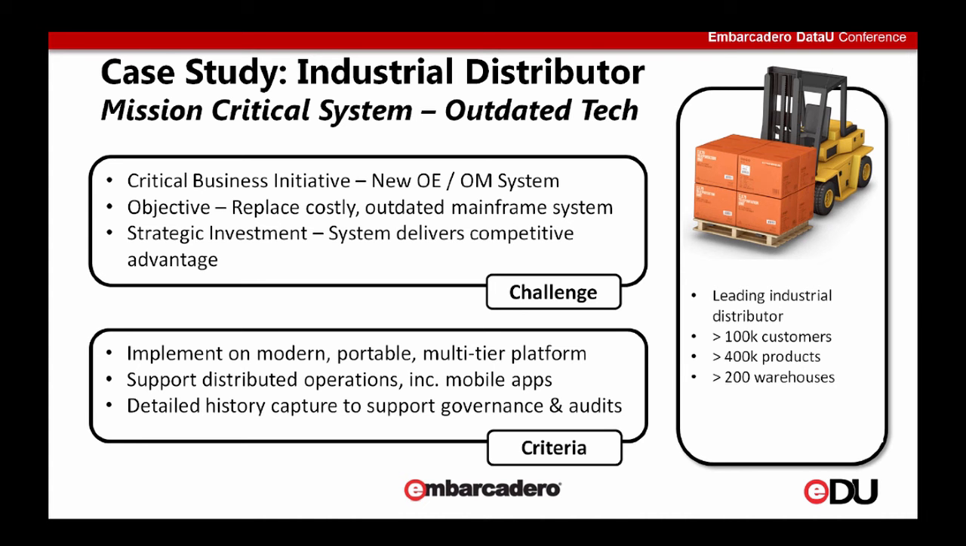Some of the key success criteria in this case are implementing on a modern, portable, multi-tier platform, so we don't have that platform lock-in. To support distributed operations, this is an outfit with multiple warehouses and people in the field with mobile devices. So we've got to have a fair amount of flexibility for distributed processing. And then lastly, from the standpoint of good governance and audits, we want to make sure we're capable of capturing detailed history where and as necessary to support those governance initiatives and audits. So this is our case study. Let's take a look at how we might model some of this stuff out.